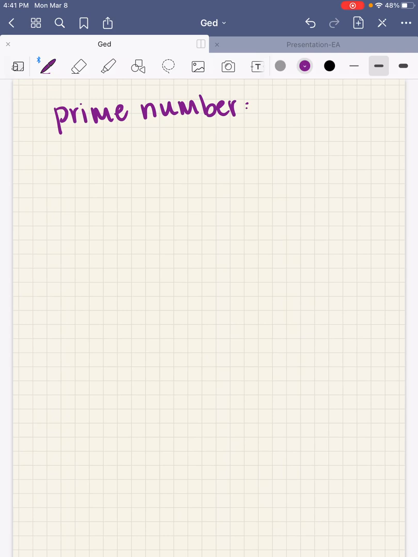Prime factorization is important for learning to reduce fractions to their lowest terms. And in order to do prime factorization, the first thing we need to remember is what a prime number is.